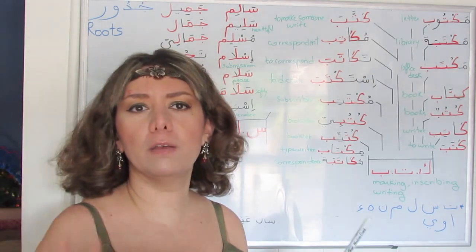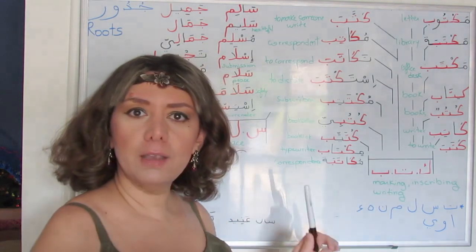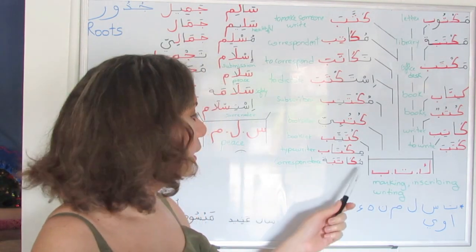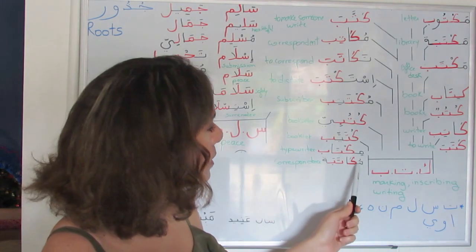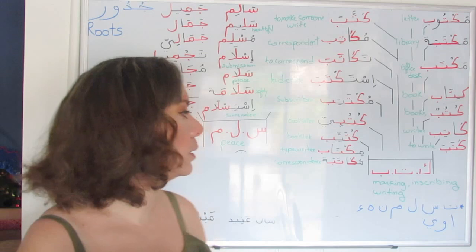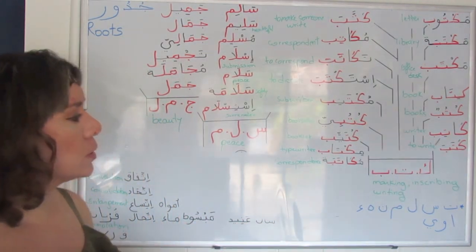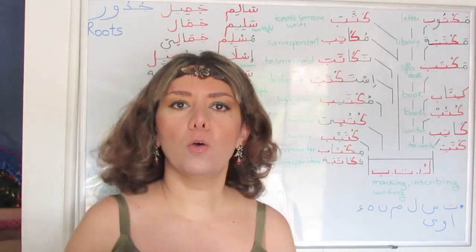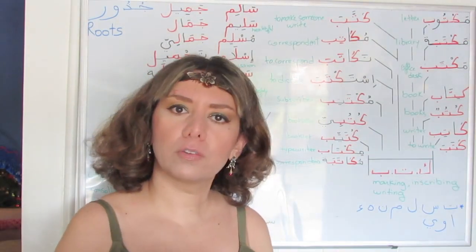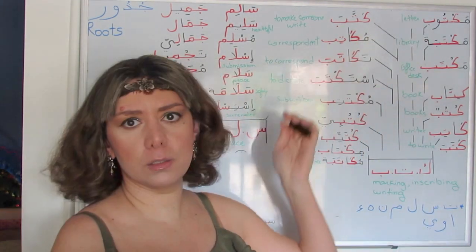Ta مربوطة will never be part of the roots. So it's a safe root. It doesn't change. It's always kaf, ta, ba. We keep the same letters. And kataba, the root, conveys the idea of marking, writing, inscribing. It's all related to each other.